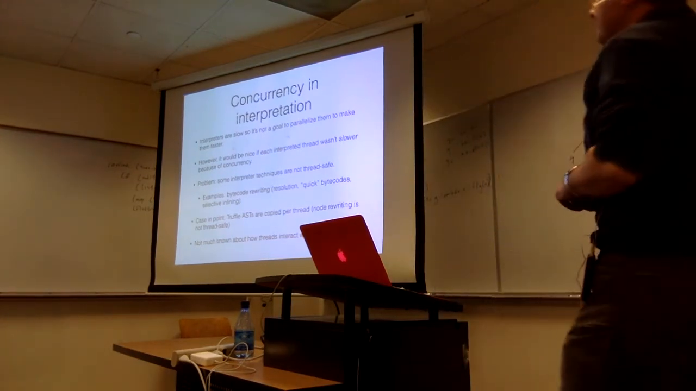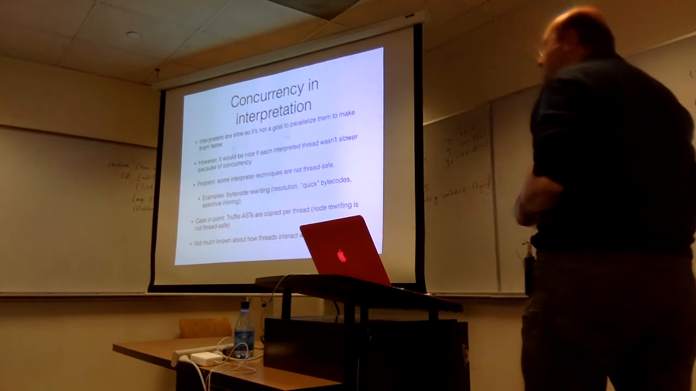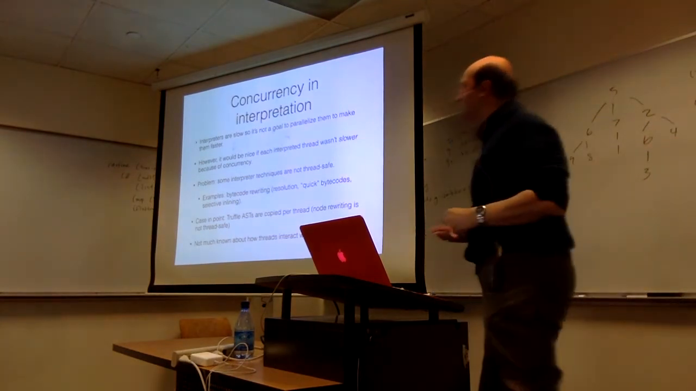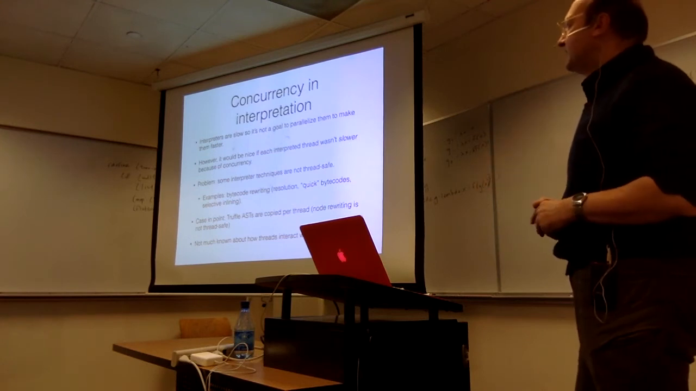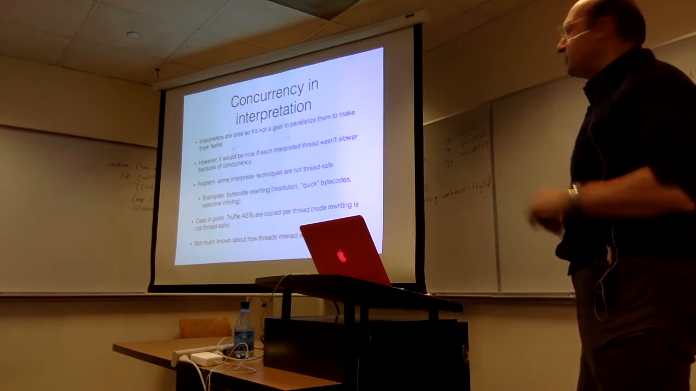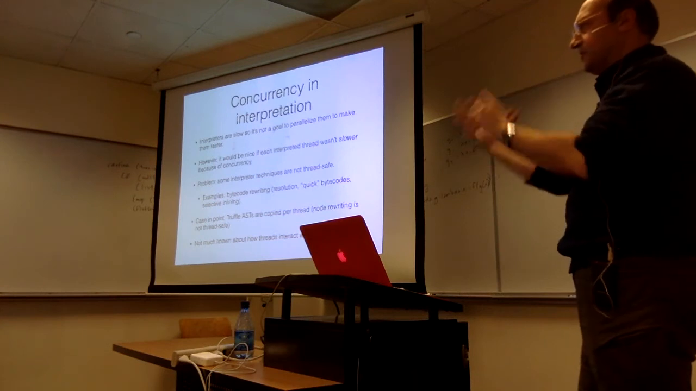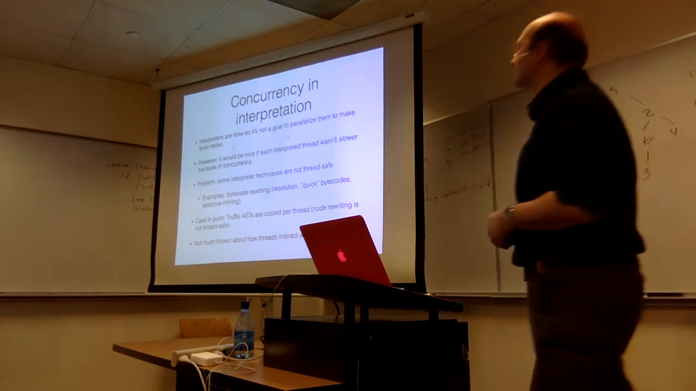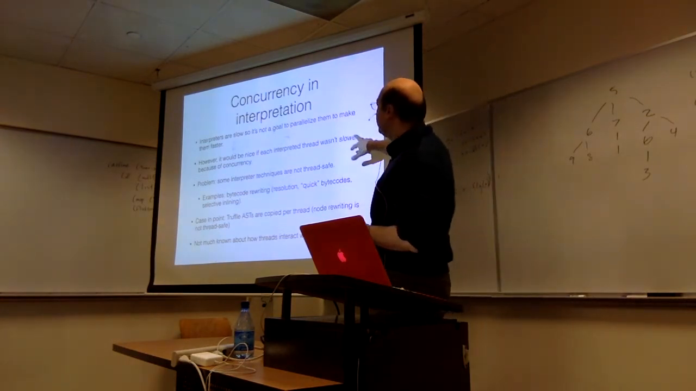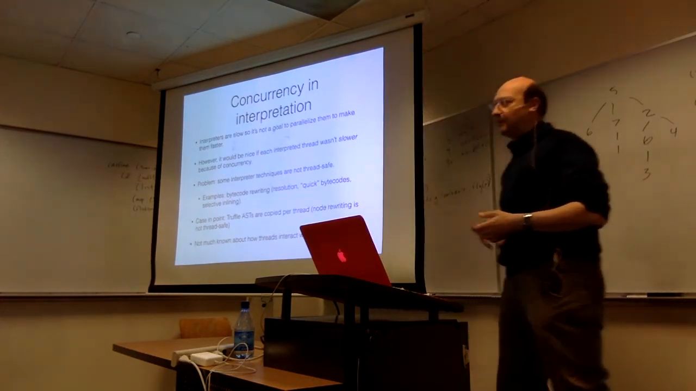What about concurrency and interpretation? Well, interpreters are slow, so you're not trying to parallelize the interpreter to make it fast. The idea is that you're spending your time in the compiled code and not in the interpreted code. So it's not really a goal to try and make the interpreter go faster through the use of concurrent hardware. However, what you don't want is for it to go a lot slower.